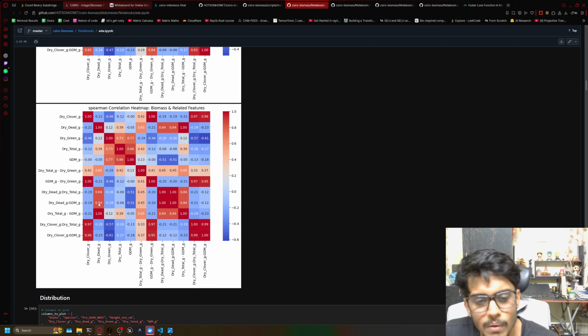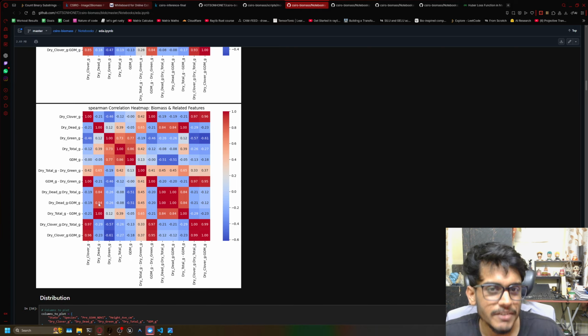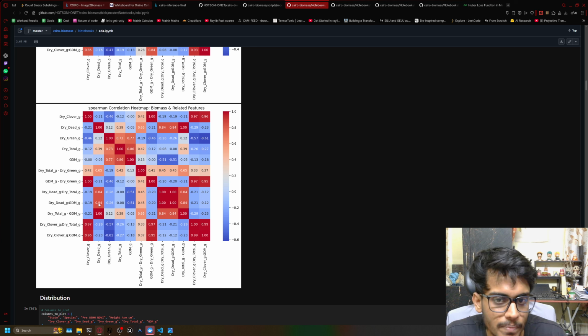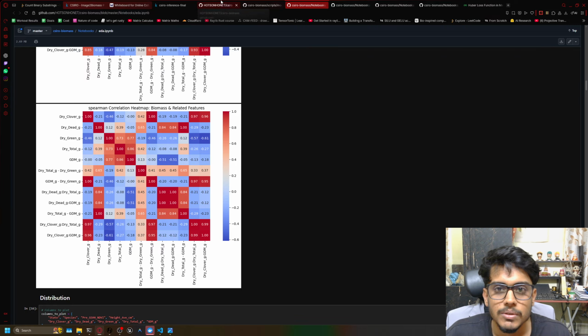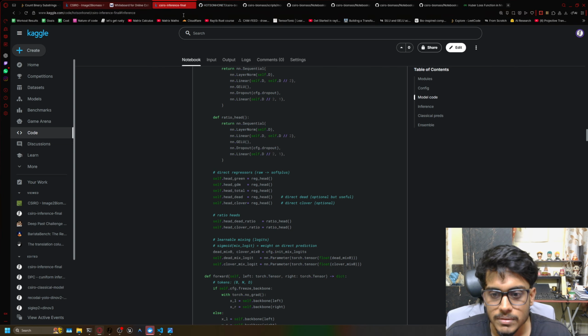So my strategy was to train the model to predict the ratio. I have a regression head that gives me the value, and I also predict the ratio. When the model is predicting, I multiply that ratio with the total biomass prediction, and that also gives me a Dead value. Then I can average them out. That was my idea.